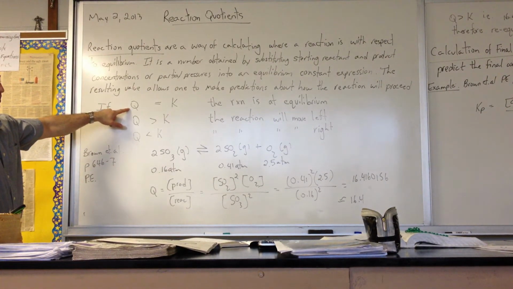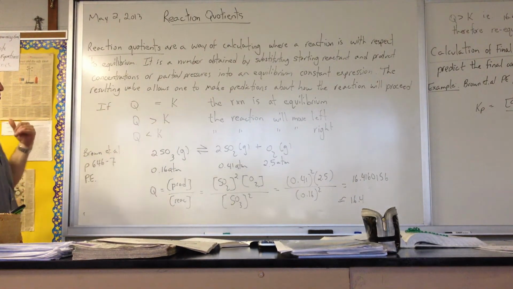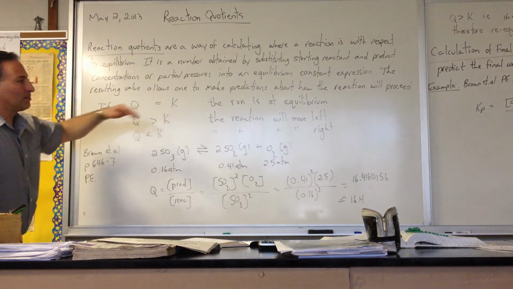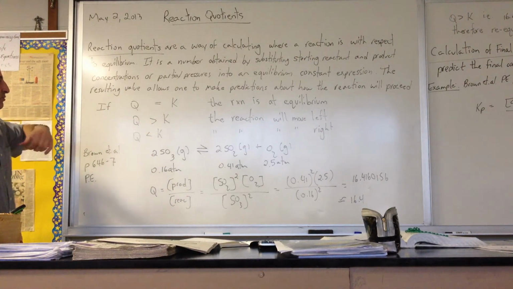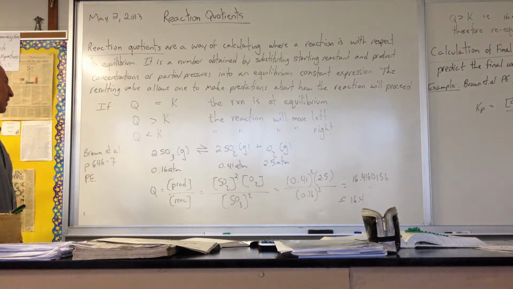With the reaction quotient, what we're allowed to do is predict which way the reaction is going to re-equilibrate. So we can tell if it's gone past the equilibrium point or if it's before the equilibrium point. At any rate, if Q is equal to K, the reaction is at equilibrium. If Q is bigger than K, the reaction will move left, and if Q is smaller than K, then the reaction will move to the right.